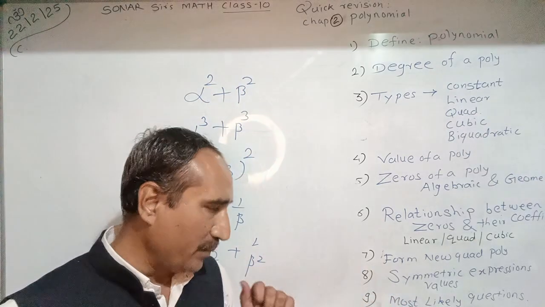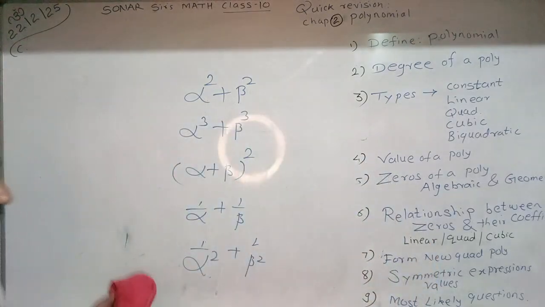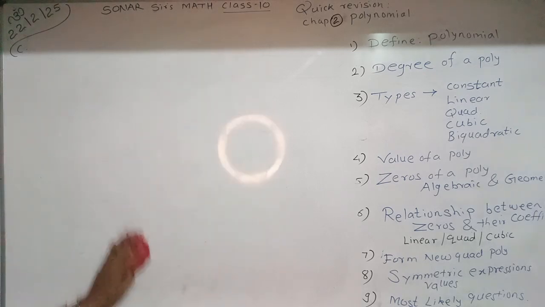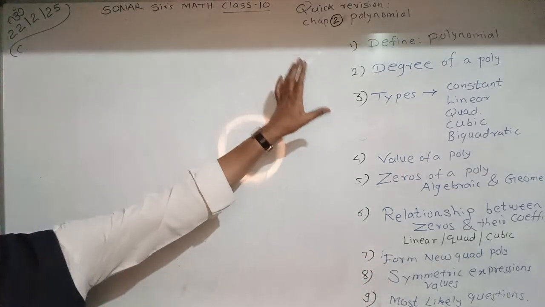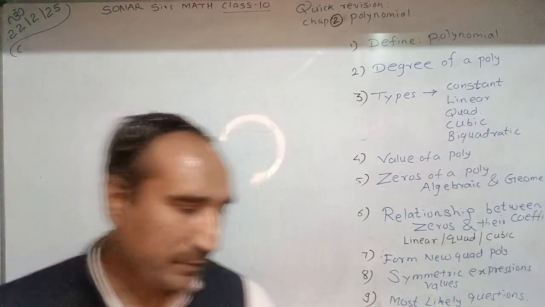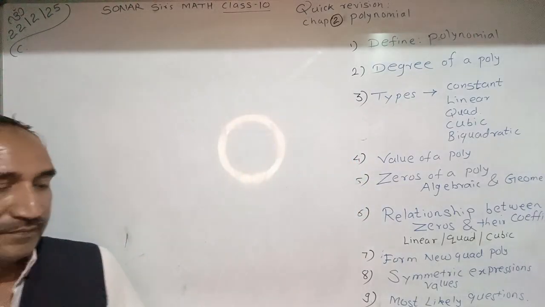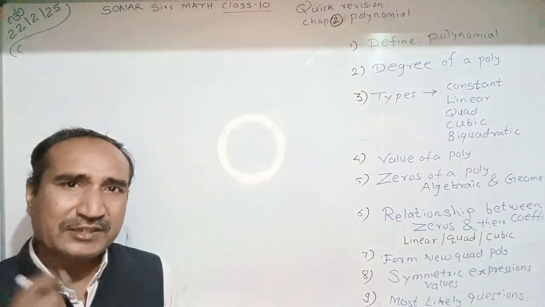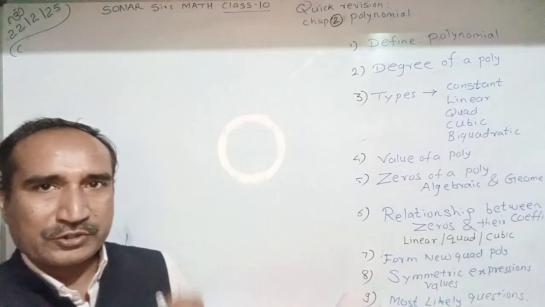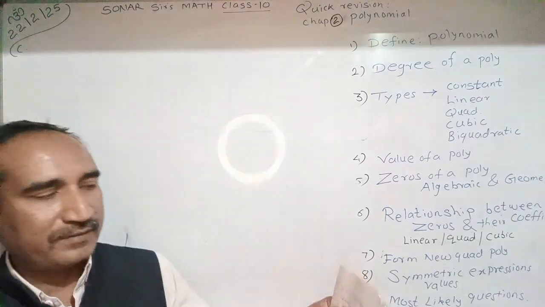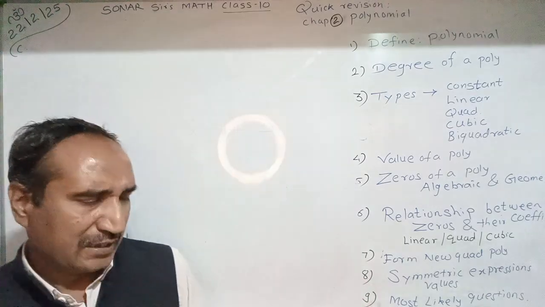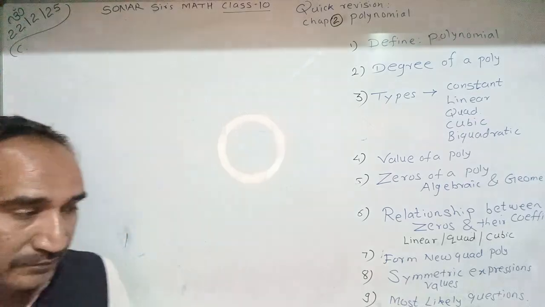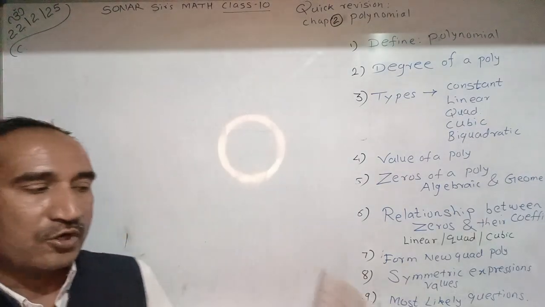Now the last topic, that is the ninth one, is the most likely questions. The definition part is over and now we'll discuss a few questions related to the chapter polynomial. In the polynomial chapter, mostly the questions asked are: if one zero is given, find the value of k. In this equation one zero is given to you. Two zeros are there for a quadratic polynomial. One zero is given, we have to find the other zero. Then second, find a quadratic polynomial whose sum and product of zeros is given. Just now we discussed the formation of a new quadratic polynomial.